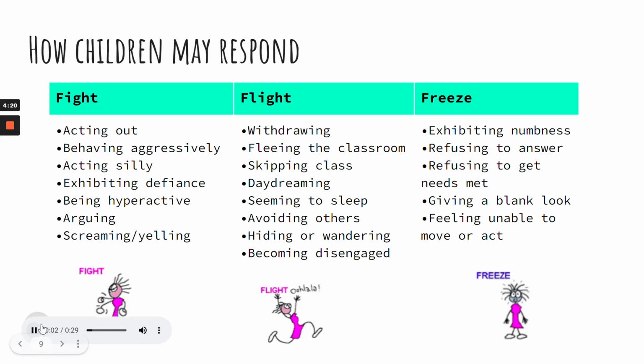These are examples of how children may respond when their fight, flight, or freeze is activated in response to an event. Fight. They may act out or behave aggressively. Flight. They may withdraw or flee the classroom. Freeze. They may exhibit numbness or refuse to answer. These are just some examples of how children may respond.